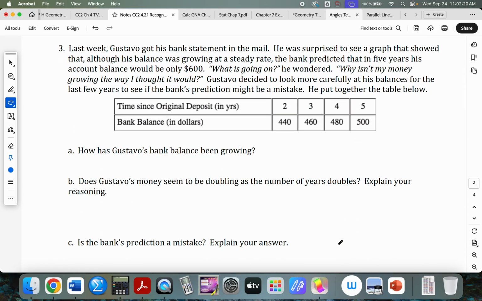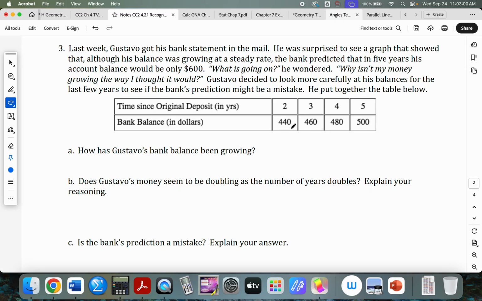So, last week, Gustavo's money is in a really weird bank. It doesn't actually pay compounding interest. He got a bank statement in the mail, and he was surprised to see a graph that showed that although his balance was growing at a steady rate, the bank projected that in 5 years his account balance would only be $600. He's like, what's going on? Why isn't my money growing the way I thought it would? So Gustavo decided to look more carefully at his balances for the last few years to see if the bank's prediction might be a mistake. So he put together this table.